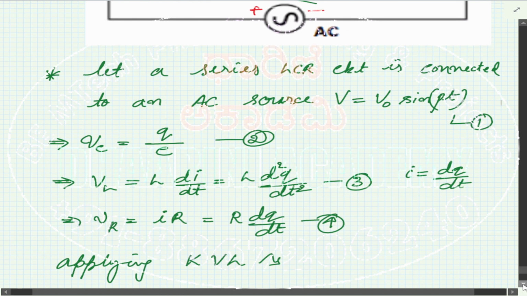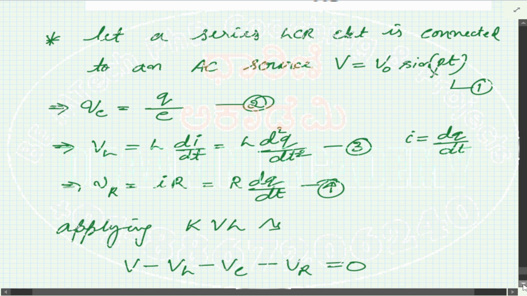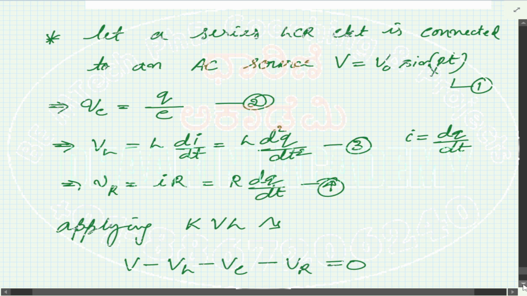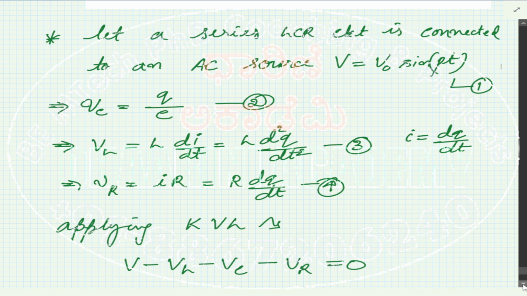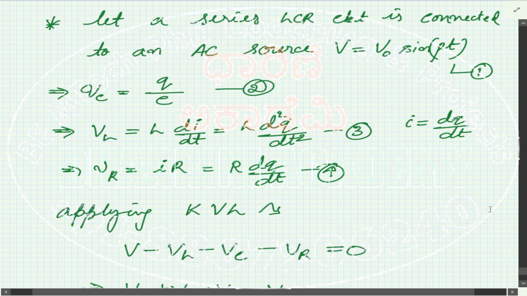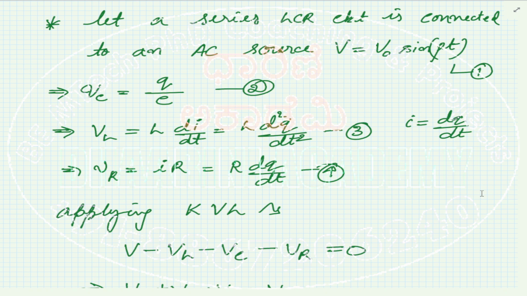Since we are expecting the power supply voltage to be sinusoidal, we assume that V is equal to V naught sine of pt. That's equation number 1. Then we assign the equations corresponding to the inductor, capacitor and resistor, like VC is equal to Q by C, charge by capacitance.